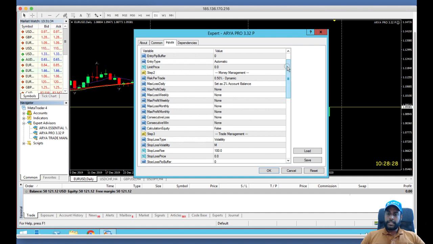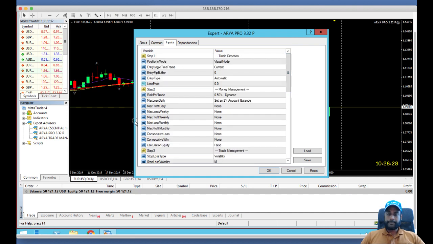Okay, so the first step when you will create your template is to define what you're looking for. So step one is called the trade direction. Basically you have various position modes. The first one is the visual mode.